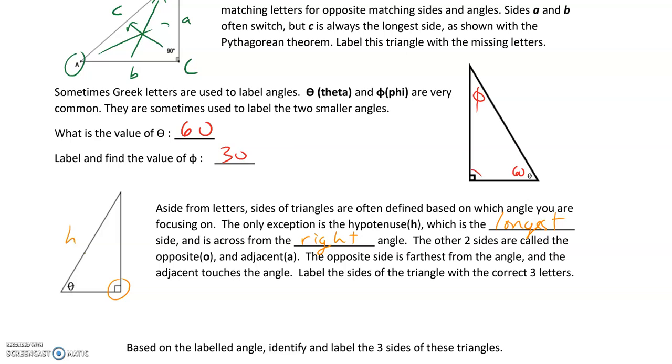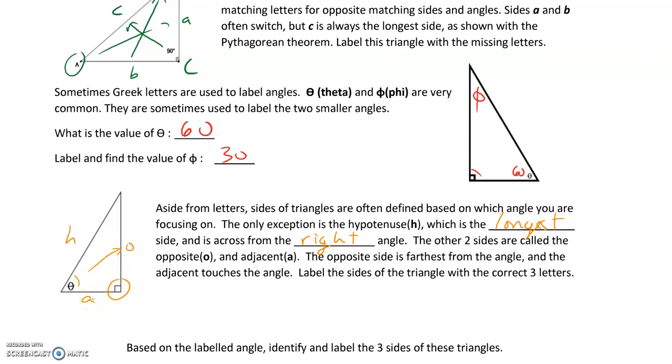The other two sides are called the opposite and adjacent, and the opposite is the farthest side, or opposite side, from the angle. So there's my theta right there. If I go opposite, there's the opposite right there, little O. And adjacent means next to. So there's obviously two sides that are next to the angle, but one of them is the hypotenuse, so it can't be the long one. It's this one here, the one adjacent that's actually touching the angle. Okay, so the hypotenuse is an H, opposite is O, and adjacent is A.